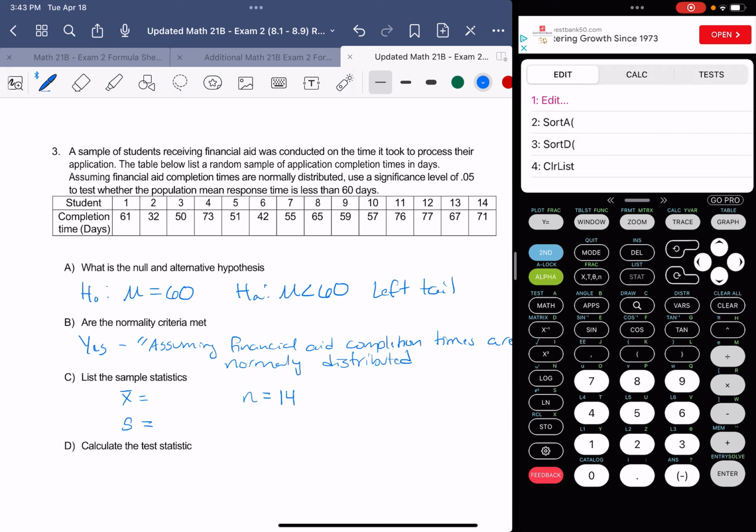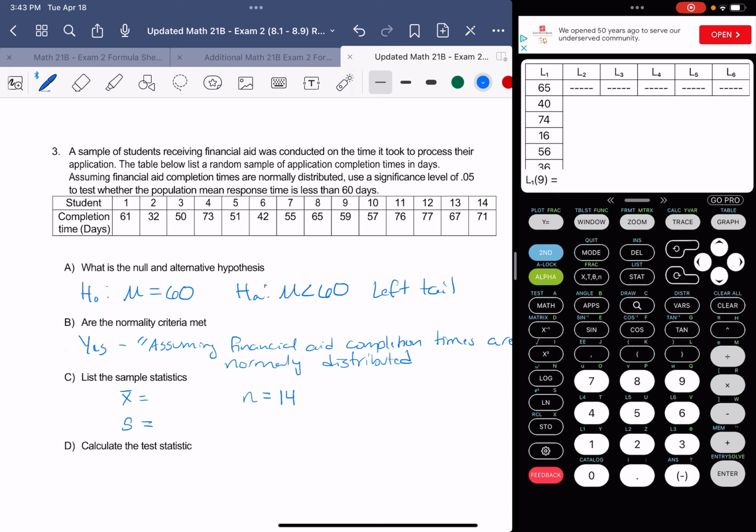So do stat, edit. I need to delete all this old stuff and input the new data. So take your time inputting that. Are we rounding to 3 decimals still? Yeah, let's do 3 decimals still. The degrees of freedom are 3s too.